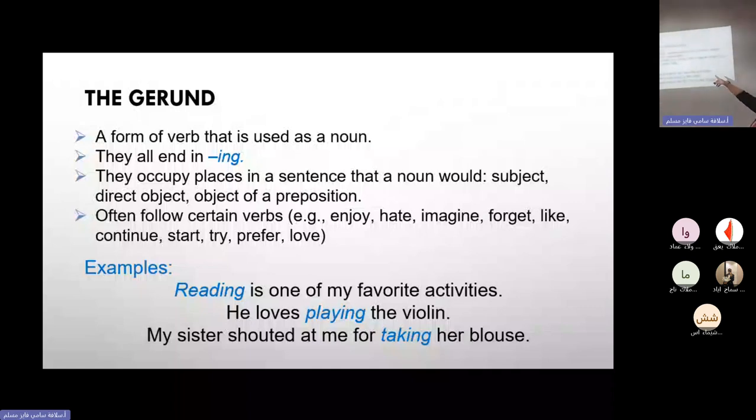They all end in ing. They occupy places in the sentence that a noun would: there is subject, there is direct object, there is object of a preposition. Yeah? A gerund often follows certain verbs like enjoy, imagine, forget, start, try, think. Example يا بنات ناجي.